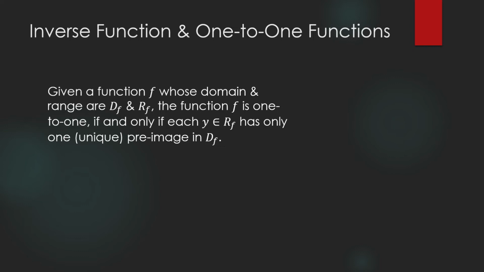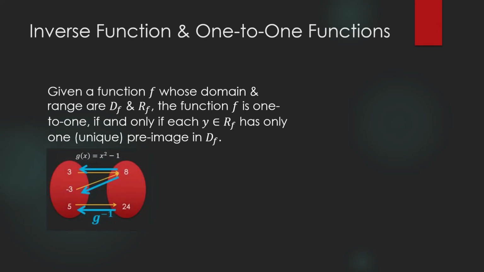Okay, so let us now go back to the idea of one-to-one functions. Maybe you have heard of it in passing in your other subjects when you were in senior high. So given a function whose domain and range are d sub f and r sub f respectively, the function f is one-to-one, or it is a one-to-one function if and only if each element in the range of your function has only one or a unique pre-image in the domain of your function.